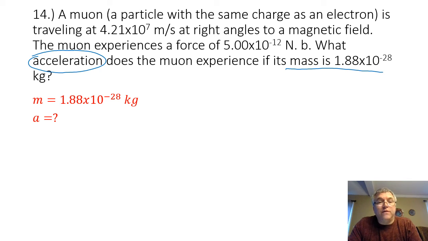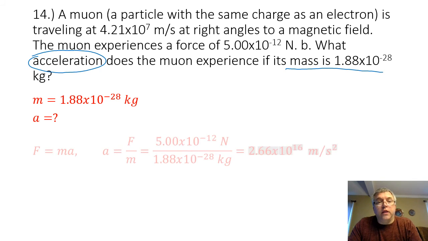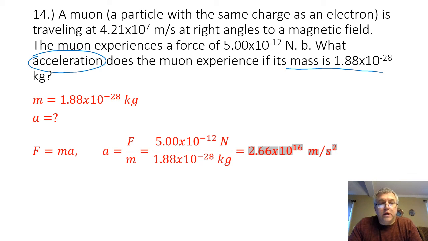So if I have the force and I have the mass, I can use Newton's second law, F equals ma, to find the acceleration. So using F equals ma, I want to solve that for acceleration. I get the acceleration is equal to the force divided by the mass. I plug my values in, and I should end up with an acceleration of 2.66 times 10 to the 16th meters per second squared.